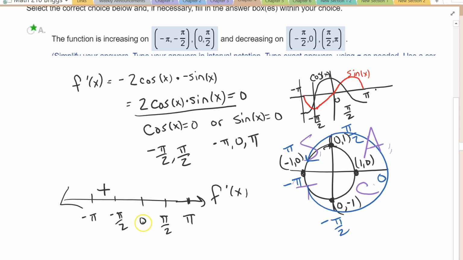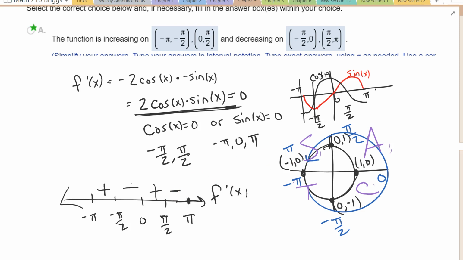From minus pi over 2 to 0, sine is negative and cosine is positive, and negative times a positive is a negative. Or I could look at cosine, that's the fourth quadrant, cosine is positive, but sine is negative. So again, I have positive times negative, telling me the derivative from minus pi over 2 to 0 is negative. From 0 to pi over 2, everything's positive. And then from pi over 2 to pi, sine is positive, but cosine is negative, so positive times a negative.